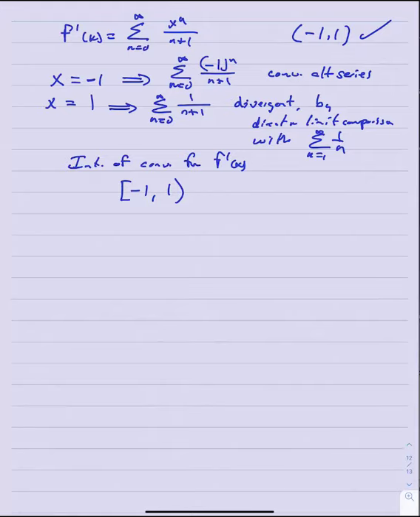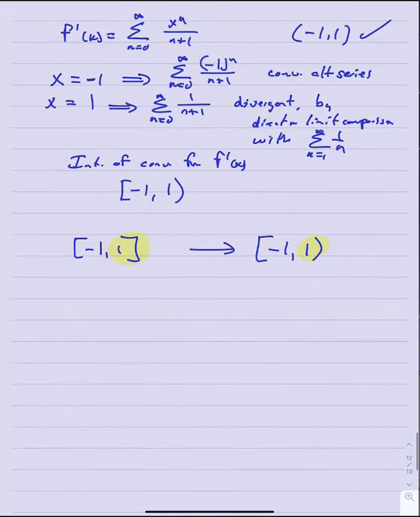Okay, so you can see what happened here. The original series had an interval of convergence containing both endpoints. But after I took the derivative, I actually lost one of the endpoints. I lost the right endpoint. One was in the interval of convergence to begin with, but when I took the derivative, I lost it. I will say as a general rule that it's often common to lose endpoints if you had them to begin with when you're taking derivatives. And on the flip side, when you're taking the antiderivative, it's sometimes common to gain endpoints when you didn't have them to start with.